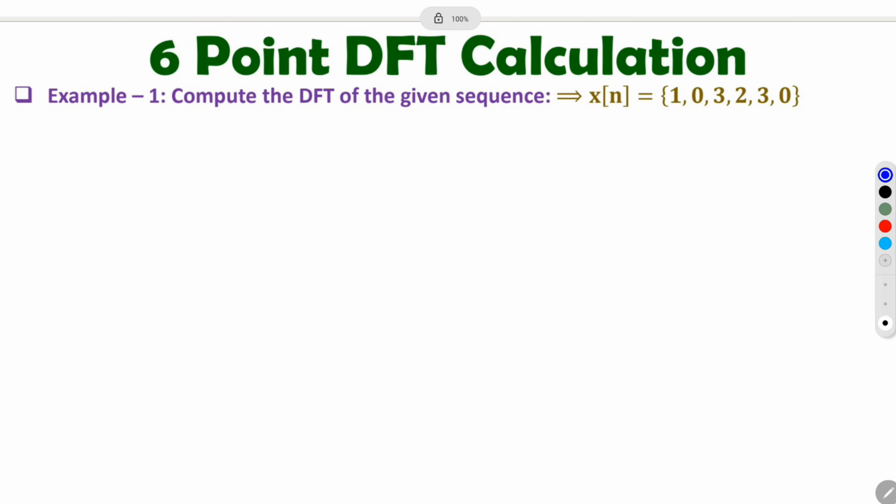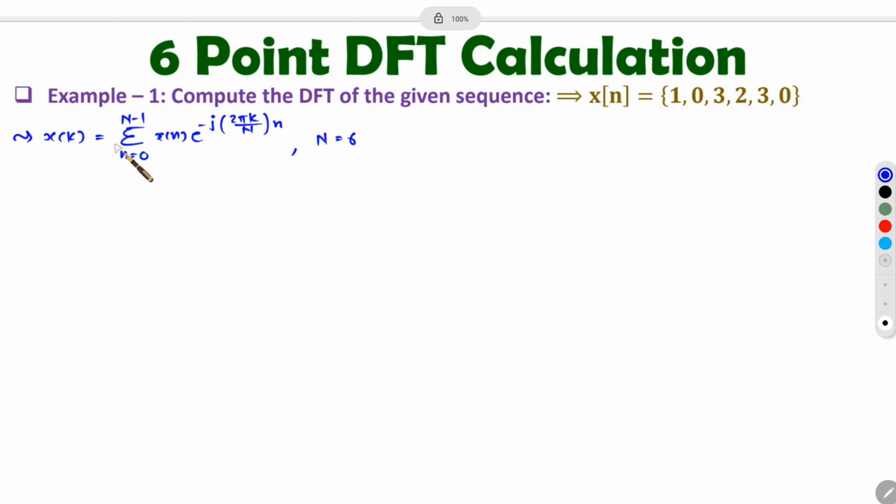First of all, one should know the basic equation of DFT. See X of k, that is DFT of x of n, and that will be summation where small n is ranging from 0 to capital N minus 1, x of n into e to the power minus j into 2 pi k by capital N into small n. So this is the standard equation of DFT. Here capital N equals 6. The reason is here we have in total 6 elements.